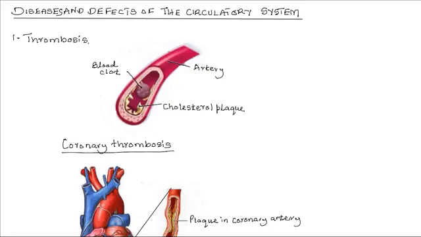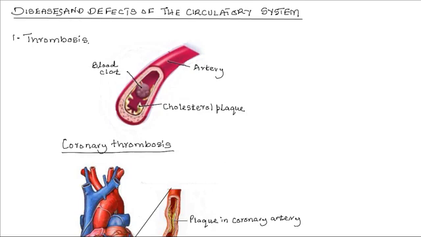Diseases and defects of the circulatory system. There are a number of diseases, those that are acquired due to environmental factors, and defects. These are structural deformities that may be present from birth that affect the circulatory system. Now we look at three of the commonest of such diseases and defects.